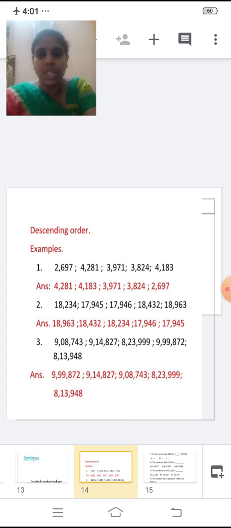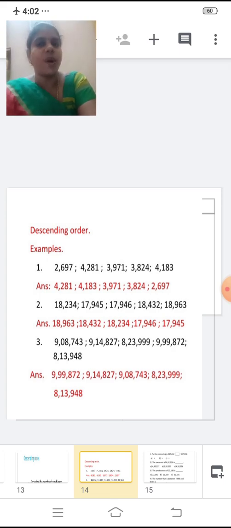Next we have 8 lakhs. So compare the 10,000 place. In the third number we have 2 in the 10,000 place. In the fifth number we have 1. So 2 is greater than 1, right? So 8,23,999. Then 8,13,948.